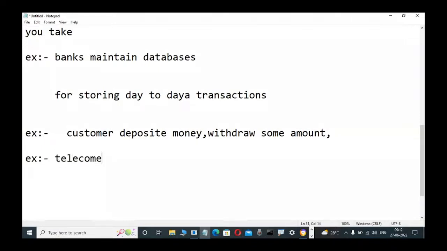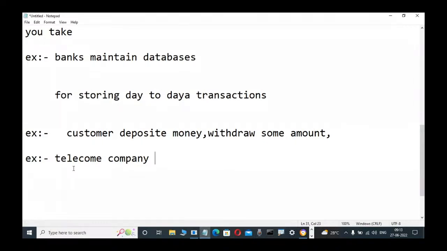You also make a call to your friend. Those details are maintained by telecom companies only. The telecom departments maintain customer call details using some databases, any database, either Oracle, SQL Server, or DB2. That's why, suppose in online shopping, you or I purchase items, all those details are available in databases.